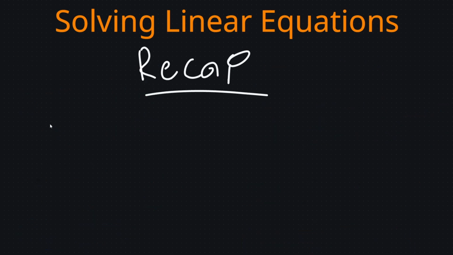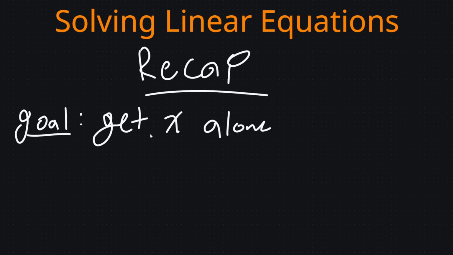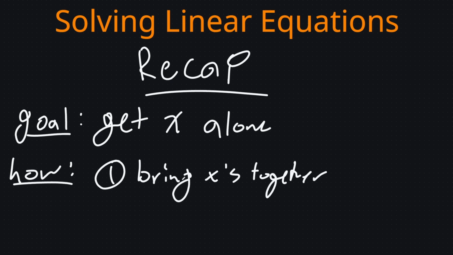Okay, so as a recap, your goal for these equations is to get x alone. That's your goal. And how are we going to do that? Well, number one, we're going to get all of the x's together. Once all the x's have been brought together, then you can start acting to isolate. In order to decide what to get rid of and isolate, you're going to use the reverse of PEMDAS.